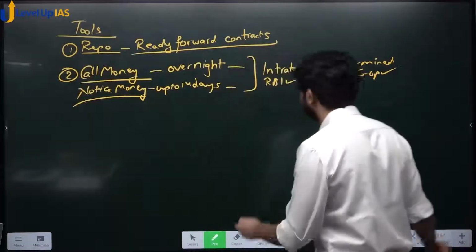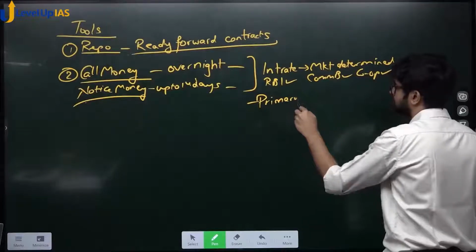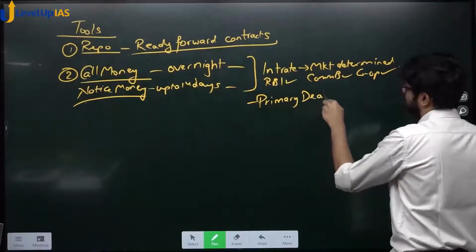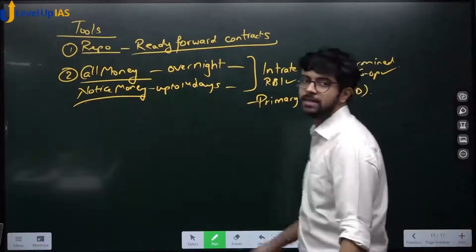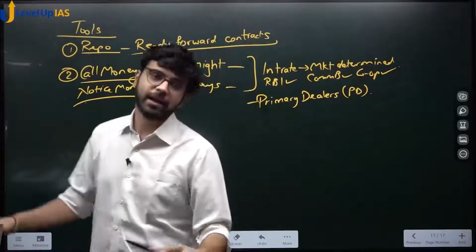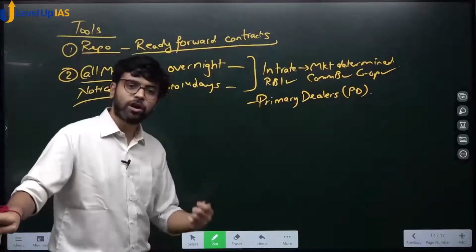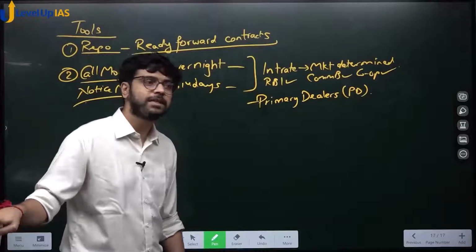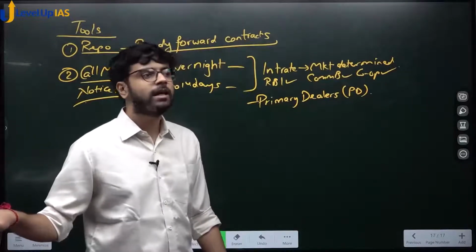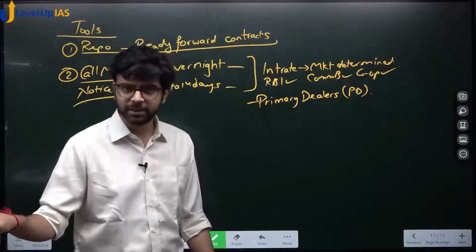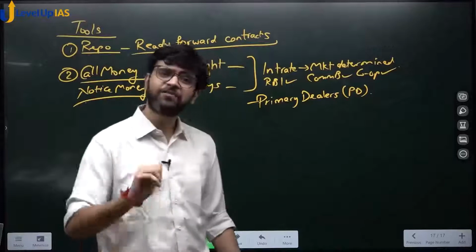Okay, these agents are called primary dealers, PDs. They make the market. Selling, buying, they make the market. So you just call the primary dealer, and they will say, yes sir, I have a client who is in need of money. The interest rate is, let's say, 10%. Agreed? Yes, go ahead and do it. And it is only overnight. So it happens very fast.